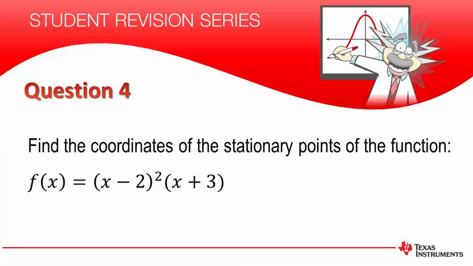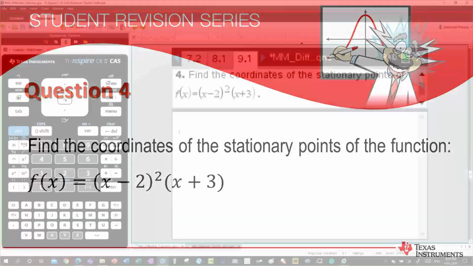Now, find the coordinates of the stationary points of this equation, f(x) equals (x minus 2) all squared times (x plus 3). Now, if we look at this, this is the repeated factor that I mentioned before. So we assume that one of the answers will be at x minus 2 equals 0, or x equals 2. So we really need to find the other one. And so we've got to define our function. It's there.